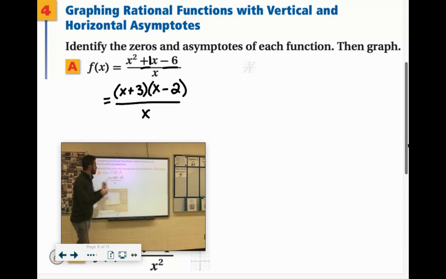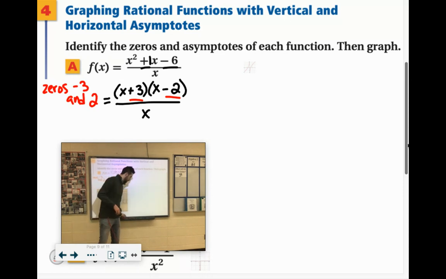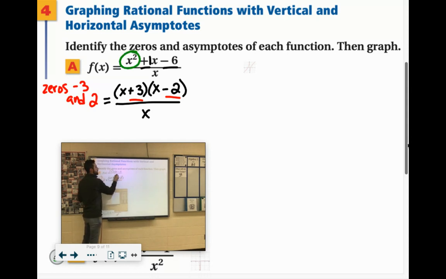Now let's talk about our zeros. Remember, the zeros mess with the numerator. So it says x plus 3. So our zeros will be -3 and it says x minus 2. So it will also be at 2, okay? Now, talking about the asymptotes, the degrees were larger on top. It was x to the second degree over x to the first degree. And when that happens, there is no horizontal asymptote.